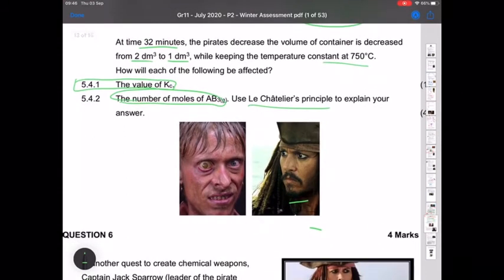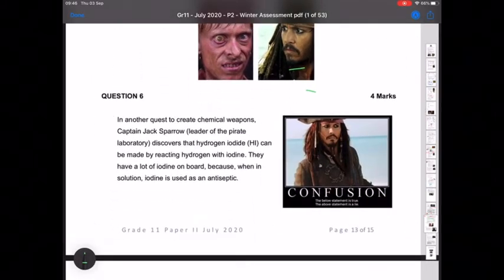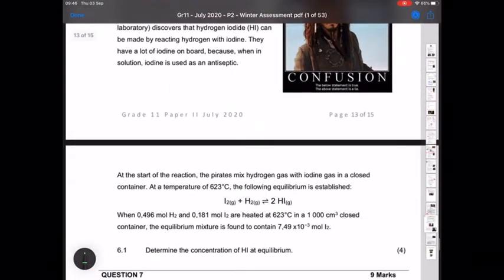Just as for physics, you need to banish deceleration from your vocabulary. But we're not doing physics now. Okay, so that was question 5. Question 6 was about their quest to create chemical weapons. Jack Sparrow discovers that hydrogen iodide can be made by reacting hydrogen with iodine. So there's the equation: hydrogen and iodine react to form hydrogen iodide.